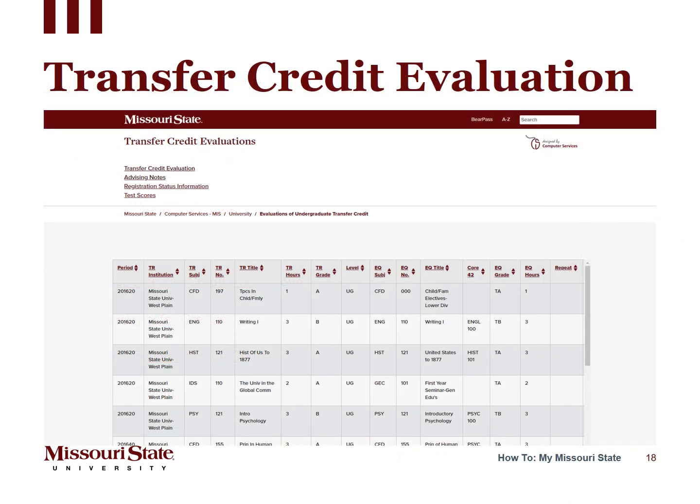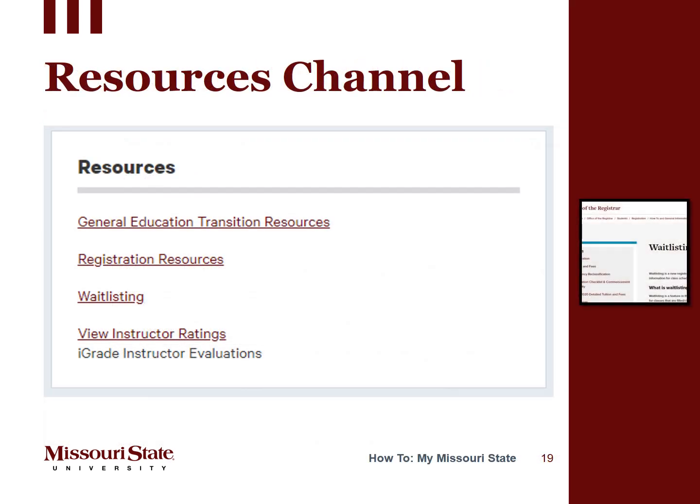Your transfer credit evaluation will show how the courses you've completed at other universities transferred to Missouri State for credit. You'll need to visit with your academic advisor about your transfer credit evaluation and ask if there are any courses that should be reevaluated. The last channel we wanted to discuss in this video is the Resources channel.